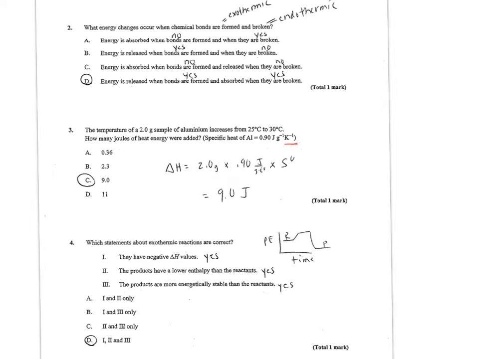Number 4, which statements about exothermic reactions are correct? And again, immediately in my head, I think of the graph I put off to the right, that reactants are at a higher energy state than products. They have negative delta H values. Yes, there's net energy out. Products have a lower enthalpy than the reactants. That's also true. And the products are more energetically stable than the reactants. Yes, less energy is more stable.